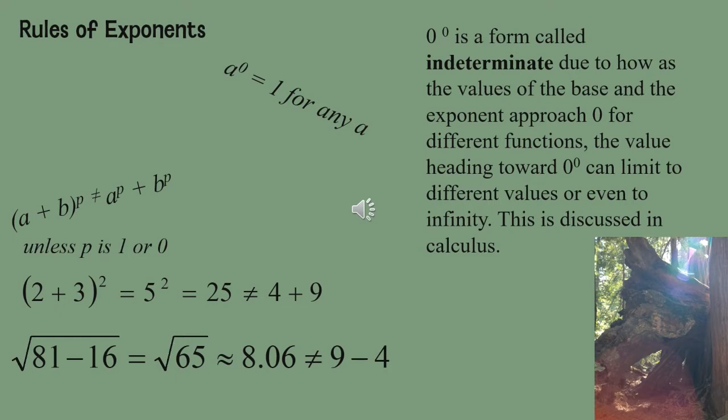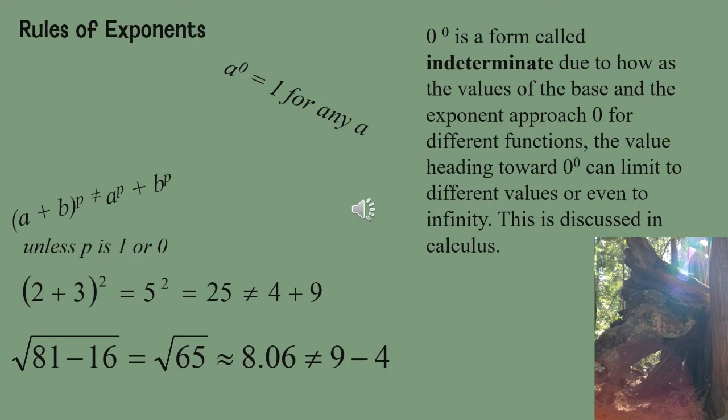Just think about it. If the power is 1, then you really don't have a power, and a plus b is just going to equal a plus b. If the power is 0, we just got done saying that anything to the 0 power is 1, so that takes care of that. But for any other power, a square, a cube, a fourth, a plus b to the power does not equal a to the p plus b to the p. Again, this is easy to get a handle on. Just plug in some examples.